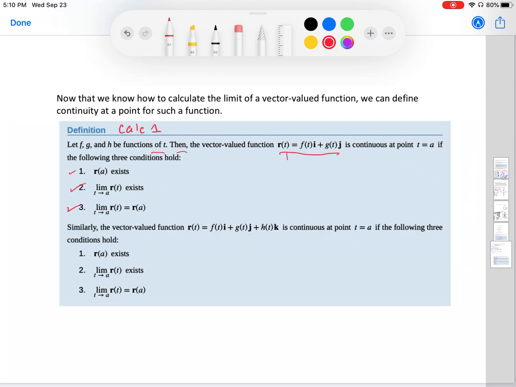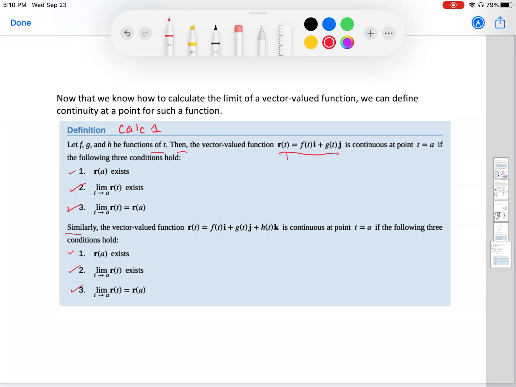Just applied differently, right? Similarly, the vector valued function r of t equals f of t i plus g of t j plus h of t k is continuous at a point t equals a if the following three conditions hold. r of a exists, the limit as t is approaching a of r of t exists, and the limit as t is approaching a of r of t equals r of a.